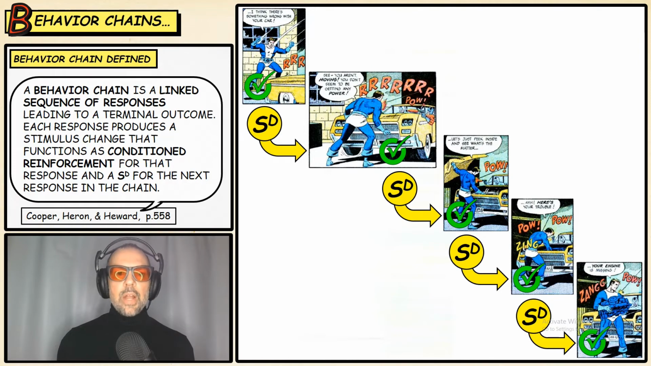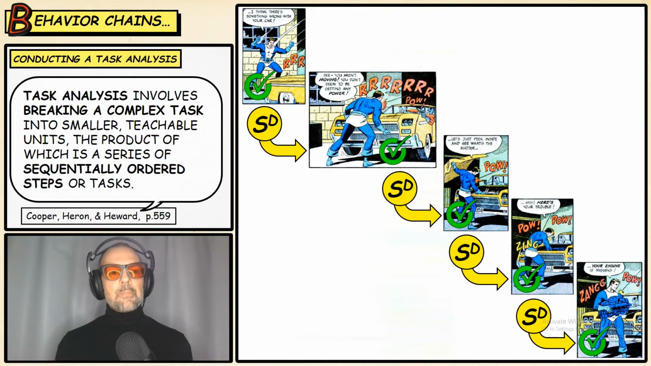we would need to break it up into step 1: jump in front of the car. Step 2: put your hands on the car. Step 3: rip off the hood. Step 4: put your hands on the engine. Step 5: rip that engine out. And the way that we do that is by conducting a task analysis.